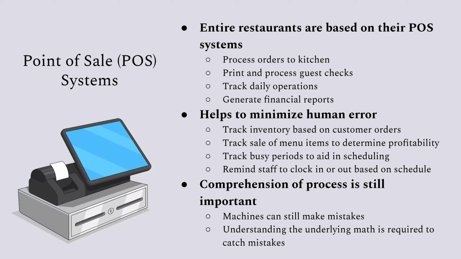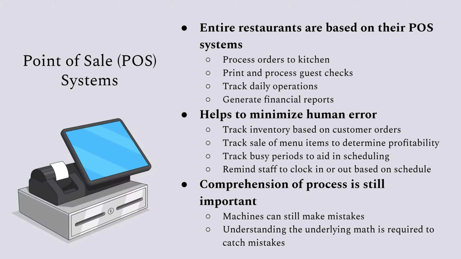This is where we print and process guest checks, so we don't have to do this by hand anymore. And because it's processing all of the orders, all of the money, it is helping us track our daily operations, and it will generate financial reports for us. Super easy. This does help to minimize human error, of course, because it can help us track inventory based off customer orders. It will help track sales of menu items to determine profitability. It will track busy periods to aid us in our scheduling, when we should have more of our employees on and less employees on.